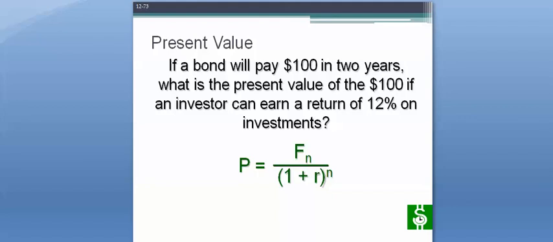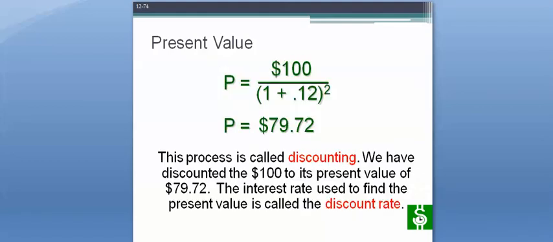So now let's ask the question, if a bond will pay $100 in 2 years, what is the present value that an investor can expect to earn if it can earn a 12% return on the investment? In other words, how much should an investor be willing to buy that bond for, or would they need to set aside today if they could earn 12% to be assured of having $100 in 2 years? Using our equation, we would take $100 and divide it by 1 plus 0.12, or 12%, to the second power.